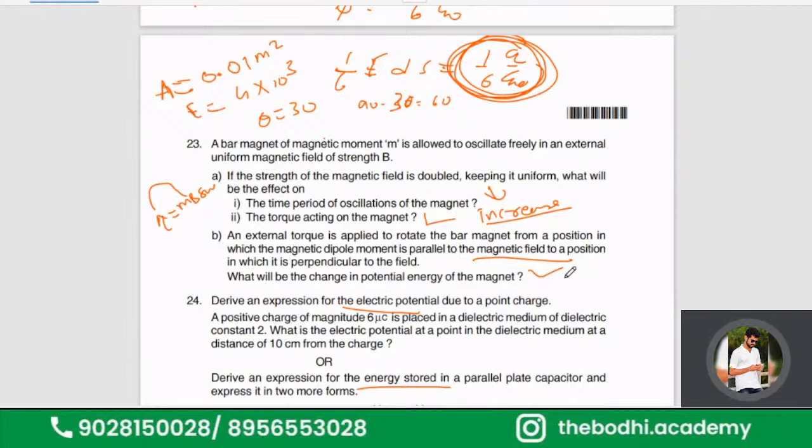So what happens to the potential energy is, we know the change in potential energy is nothing but the final potential energy minus the initial potential energy. Now, it's very obvious that at the initial position the potential energy is minimum.